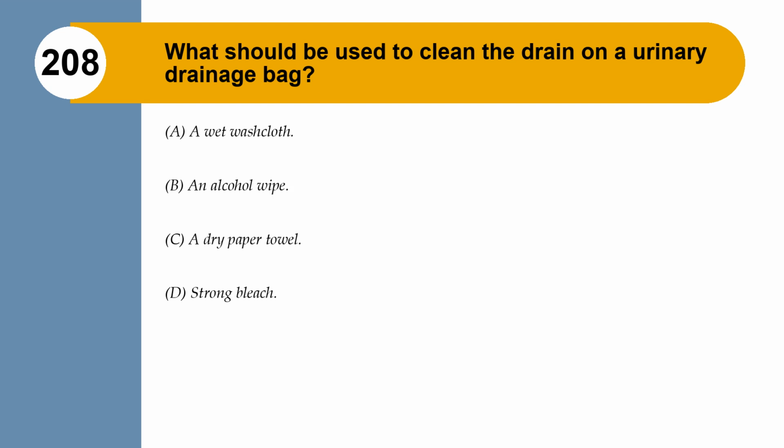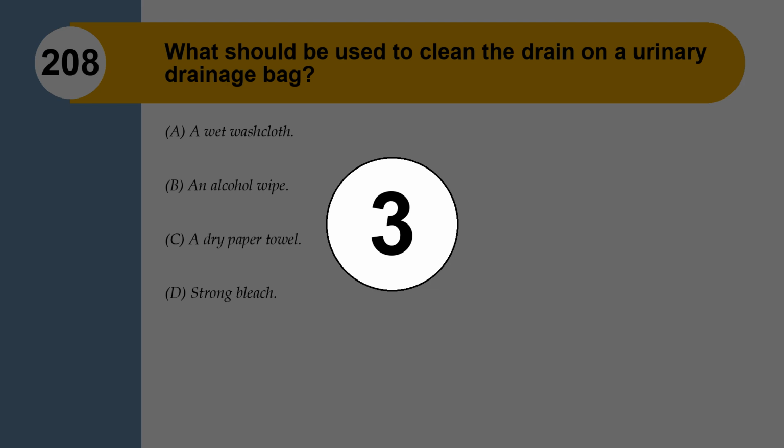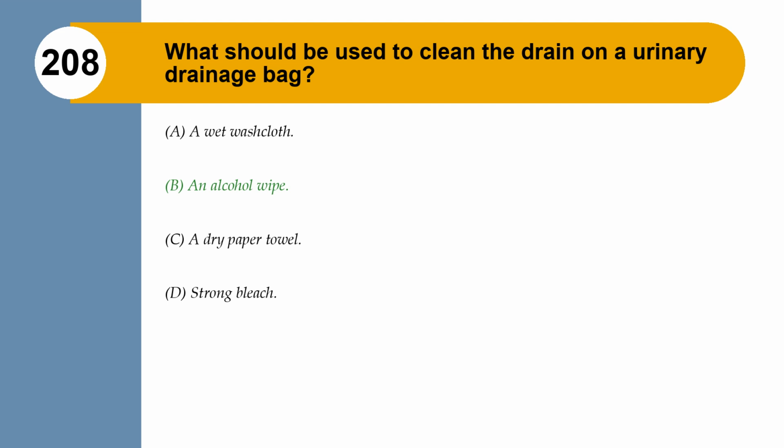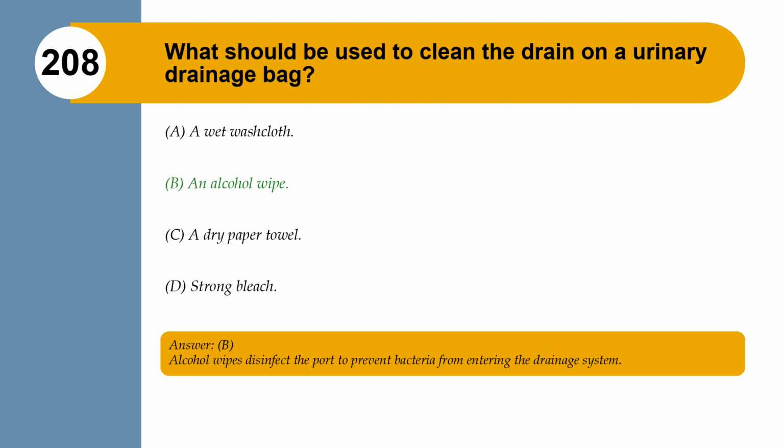Question 208. What should be used to clean the drain on a urinary drainage bag? Option A, a wet washcloth. Option B, an alcohol wipe. Option C, a dry paper towel. Option D, strong bleach. The correct answer is option B, an alcohol wipe. Explanation. Alcohol wipes disinfect the port to prevent bacteria from entering the drainage system.